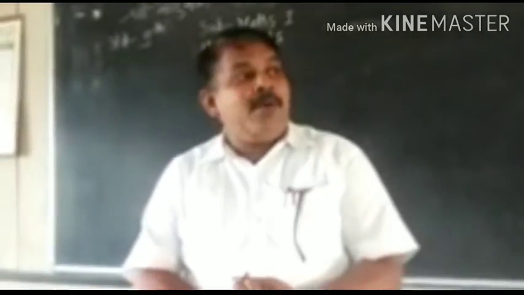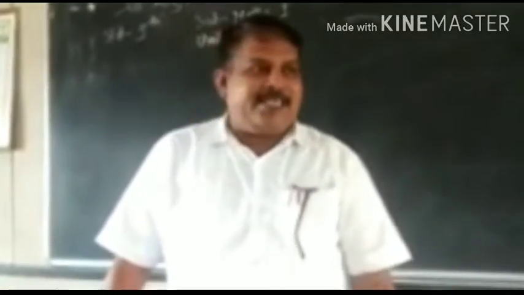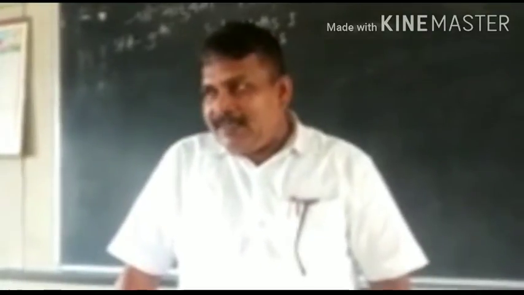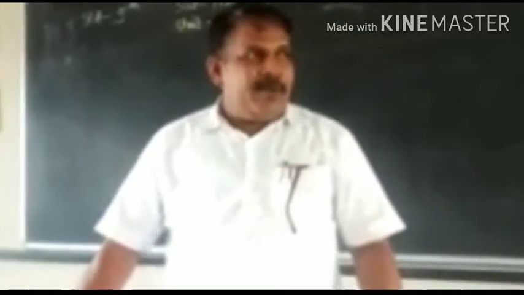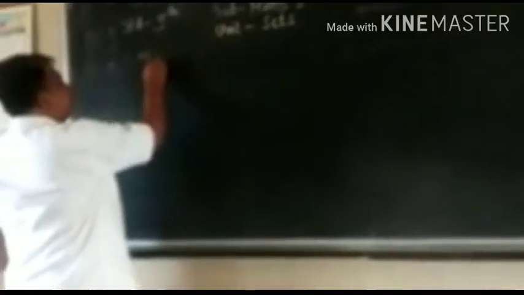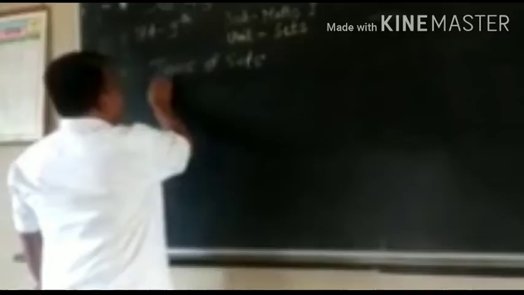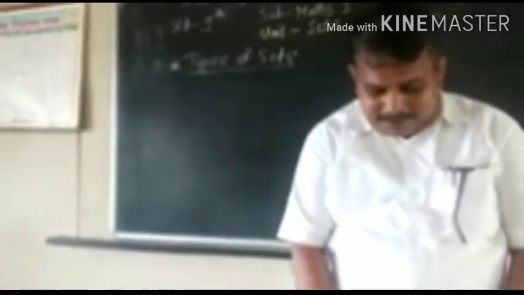So now the next part from this topic, that is the types of sets. And one more thing we are going to study, that is the equal set. What is the meaning of equal set? So we see first the types of sets. There are mainly four types of these sets.